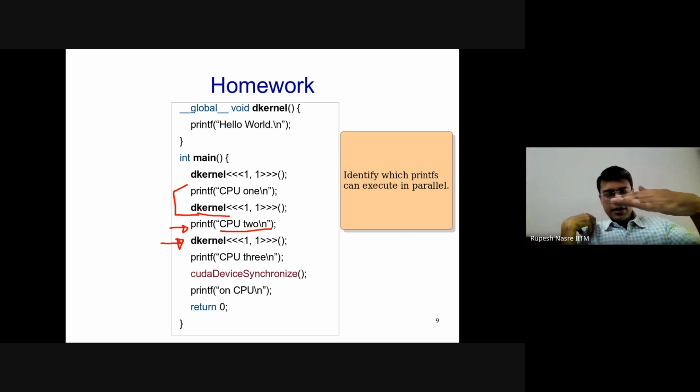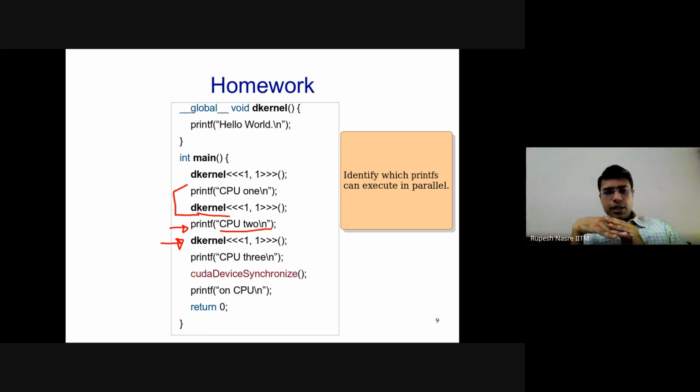Okay. So what does the CPU do? It launches D kernel 1. Then it executes CPU 1 completely, and only after that it goes to the second D kernel launch, and it just pushes it to the work queue. It moves ahead and starts printing CPU 2. At this stage, CPU 1 is already done, right? But the first hello world or the second hello world may not have been printed.